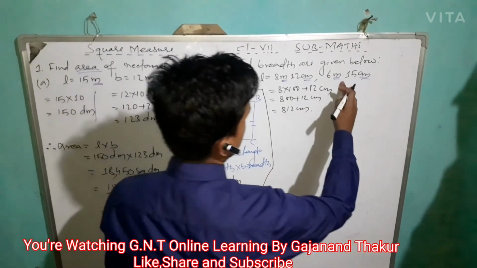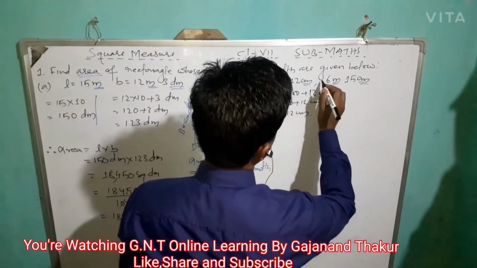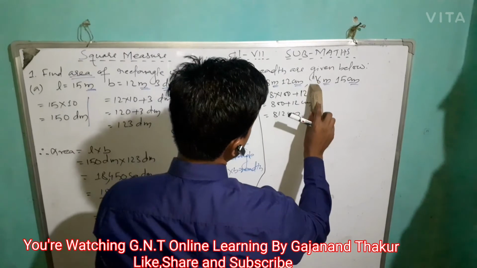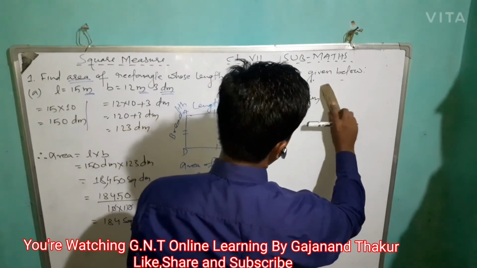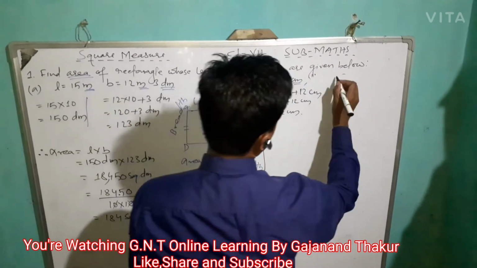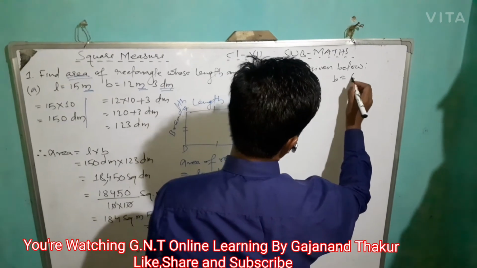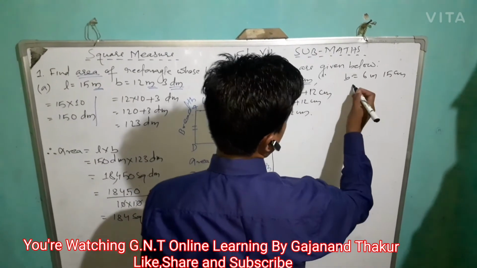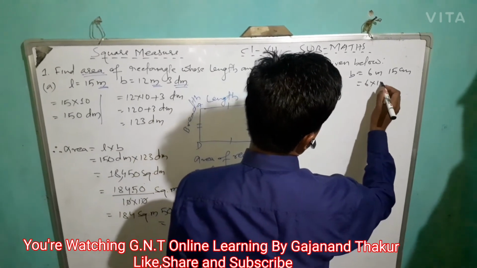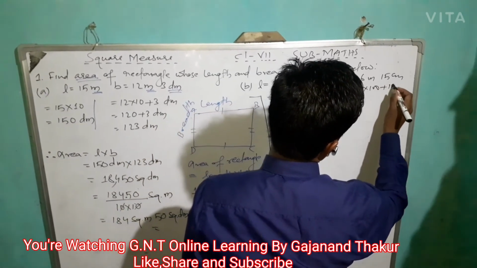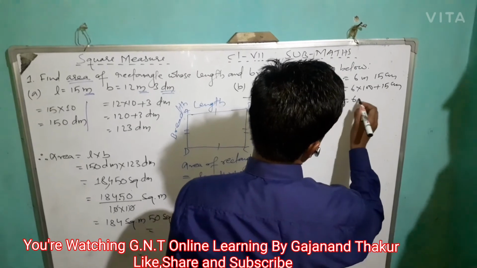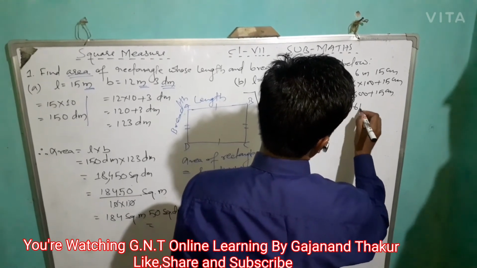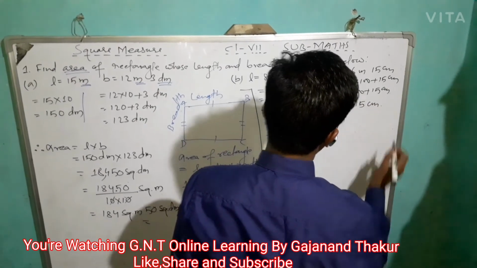Now here we got the breadth. This is breadth actually, 6 meter 15 centimeter. Breadth equals 6 meter 15 centimeter. Now we convert this: 6 into 100 plus 15 centimeter. So it is 600 plus 15 centimeter, so we get 615 centimeter.